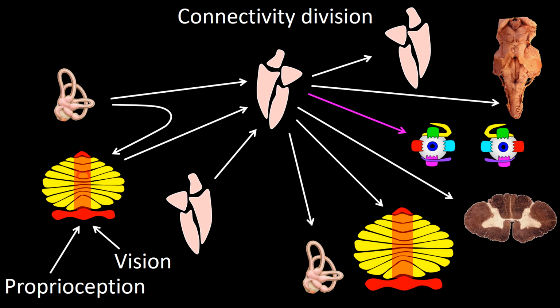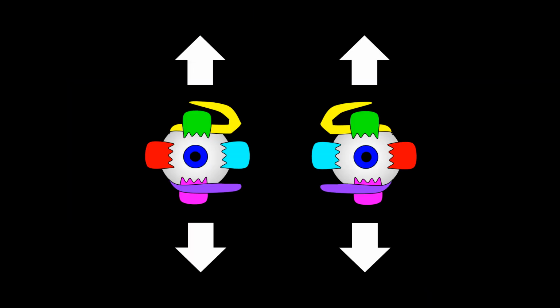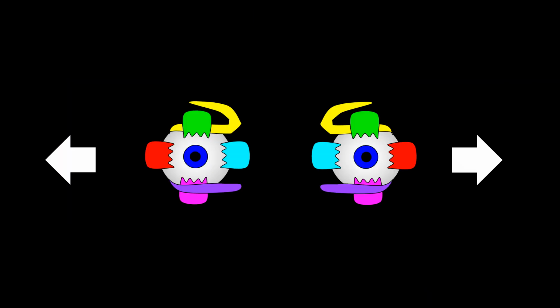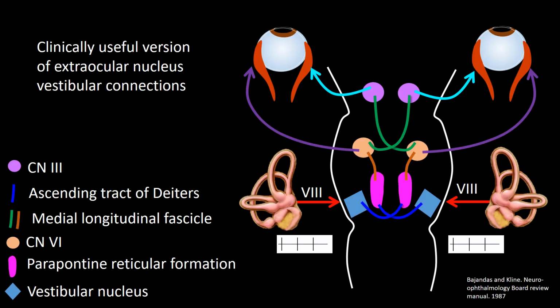There are many different models to explain these connections. I will put forth a version which I clinically find sound. Vertical eye movement pathways and lateral eye movement pathways are at least in part different. The lateral movement pathway is clinically more useful. Hence, in this talk, I will only talk about this pathway. This frame presents a clinically useful version of the extraocular muscle vestibular connections for lateral eye movements.